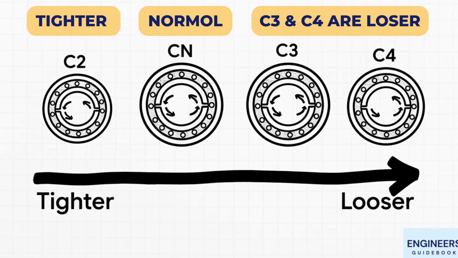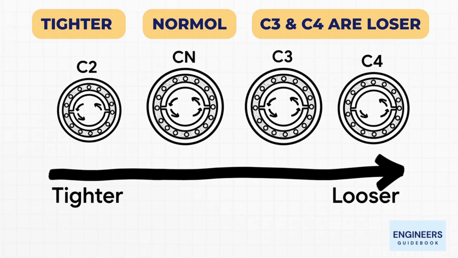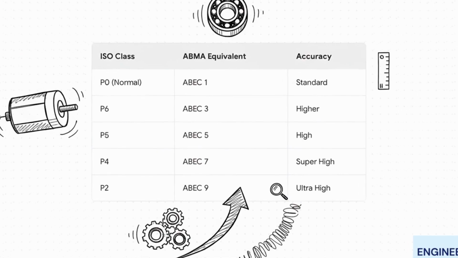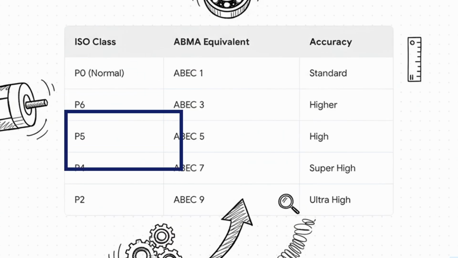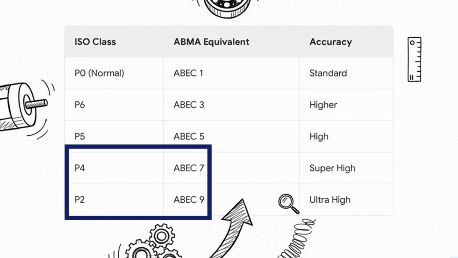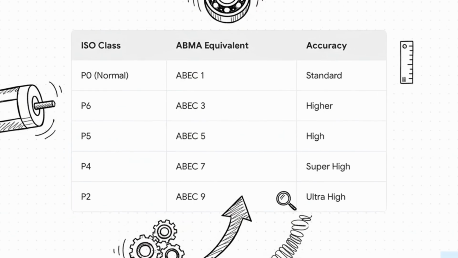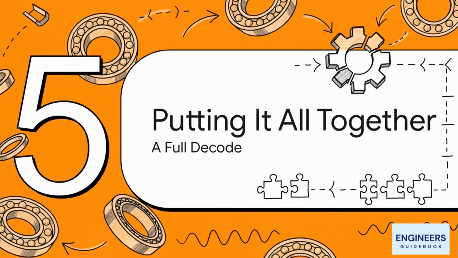Now, C3 clearance is extremely common, especially in things like electric motors. And finally, we have precision. This is often shown by a P code, or you might see an ABEC rating. It's pretty straightforward. The higher the number, the tighter the manufacturing tolerances are, and the more precise the bearing will be. A standard motor might just use a P0 or ABEC 1, but something like a high-speed machine tool spindle? No way. That's going to need a P4 or even a P2. That's an ABEC 7 or 9 for the incredible accuracy it needs to work right.